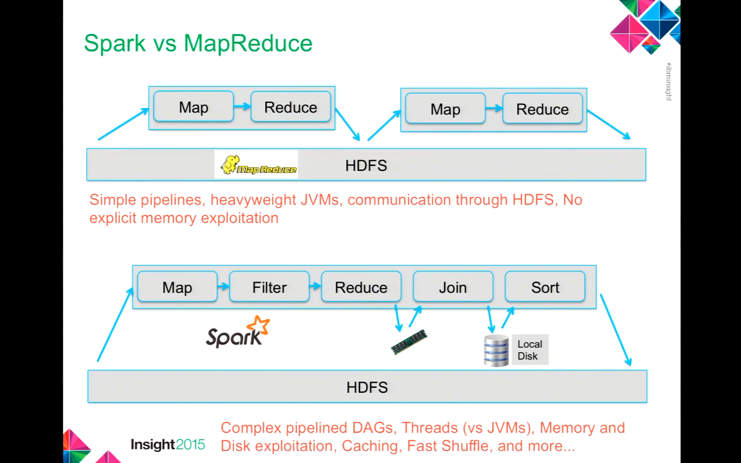In MapReduce, each map and reduce is like one heavyweight Java virtual machine task. But in Spark, we use threads inside a JVM, so these tasks can come in and go really rapidly, and that lends a lot to the speed. Additionally, Spark can exploit memory and your local disks in ways that MapReduce doesn't. So I mentioned caching, and I'm going to describe that in the next slide.